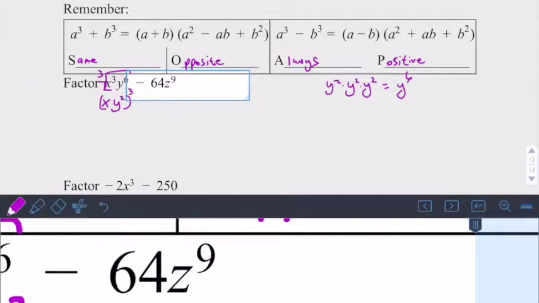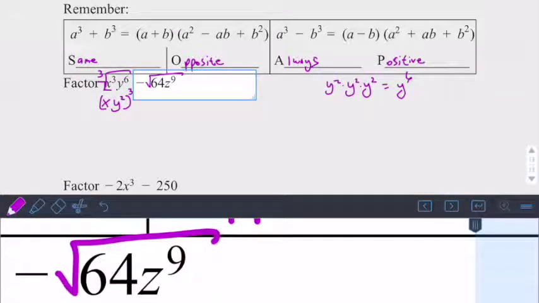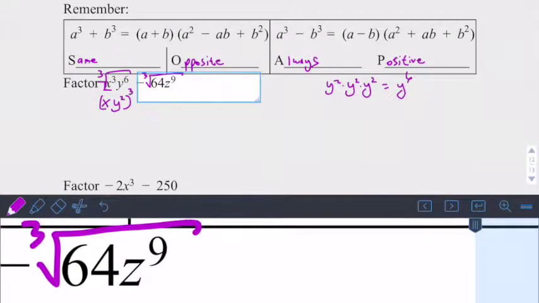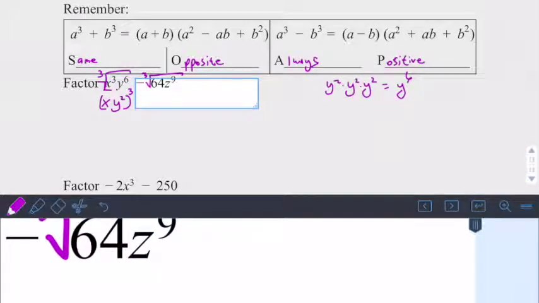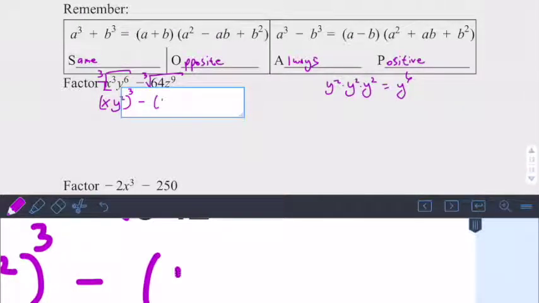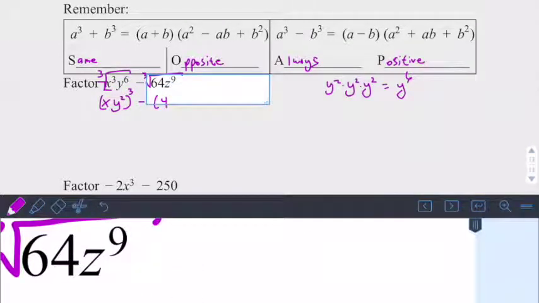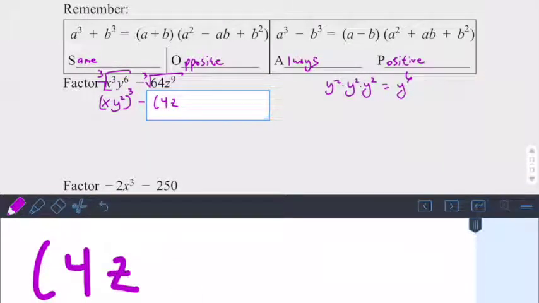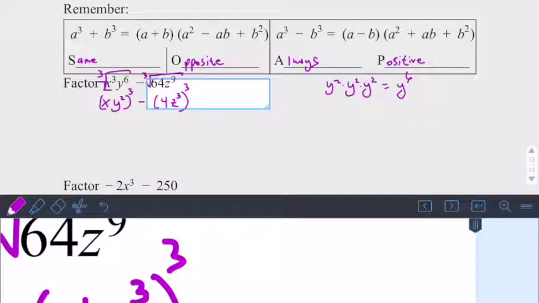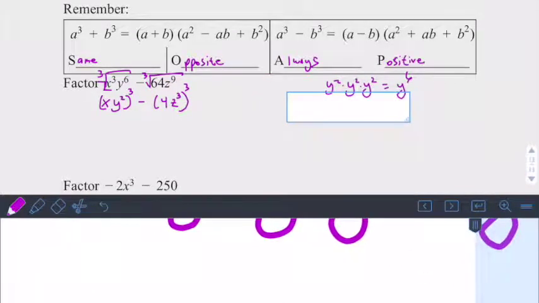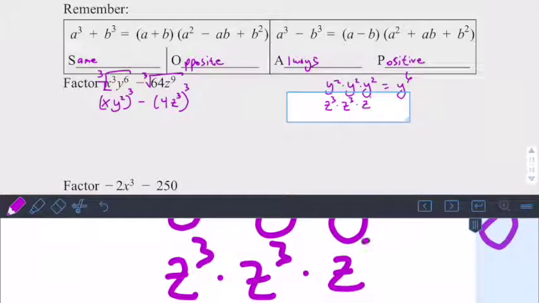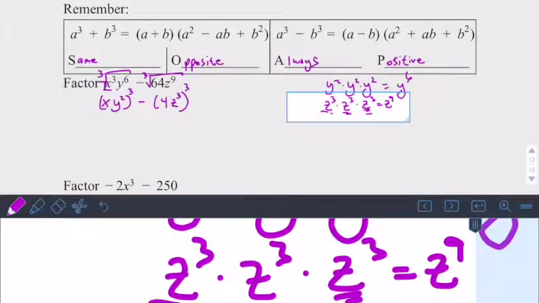Okay, we can do the same thing with this term. So we have the cube root of each. So the cube root of 64 is 4. And then z to the ninth is going to be z to the third. All of this to the third. Cubed or to the third, same thing, right? Same sort of situation. z cubed times z cubed times z cubed is z to the ninth, right? z, z, z, z, z, z, z, z, z, 9 z's.